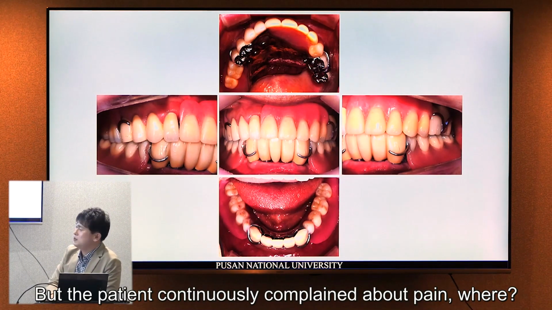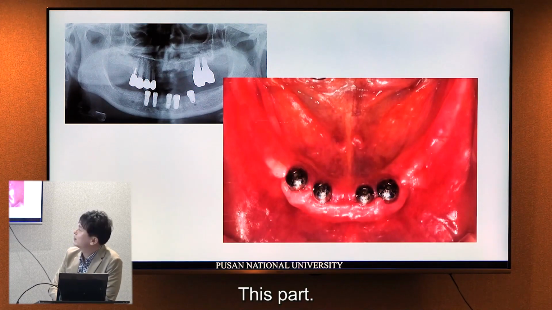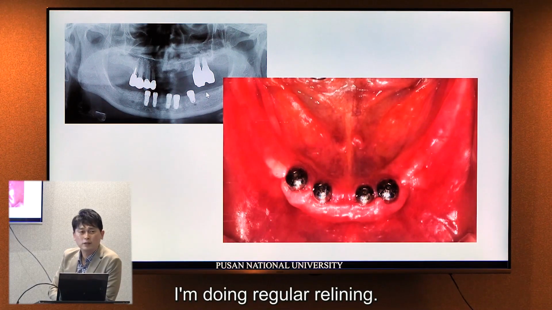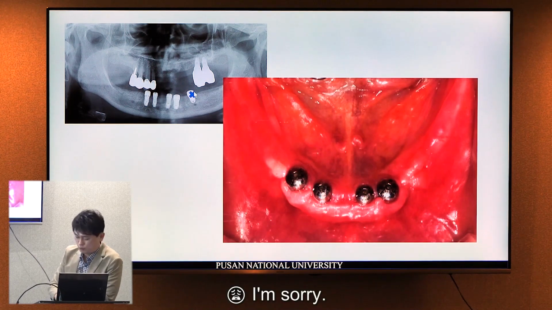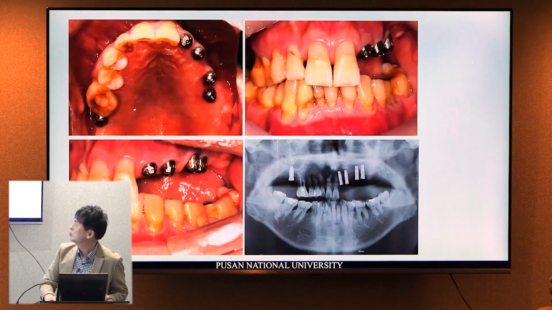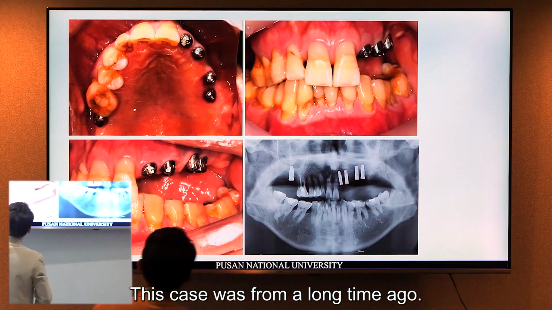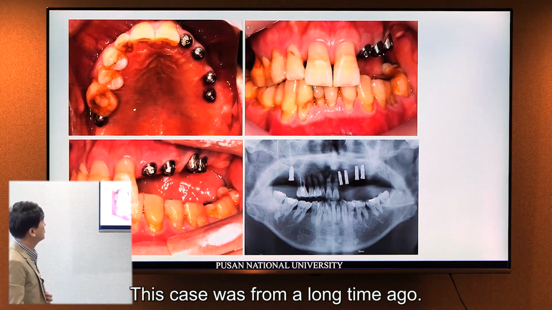But the patient continuously complained about the pain. Where? This part. Yeah, so I'm doing the regular relining procedure now. I'm sorry. It's okay. This case is also a very long time ago.